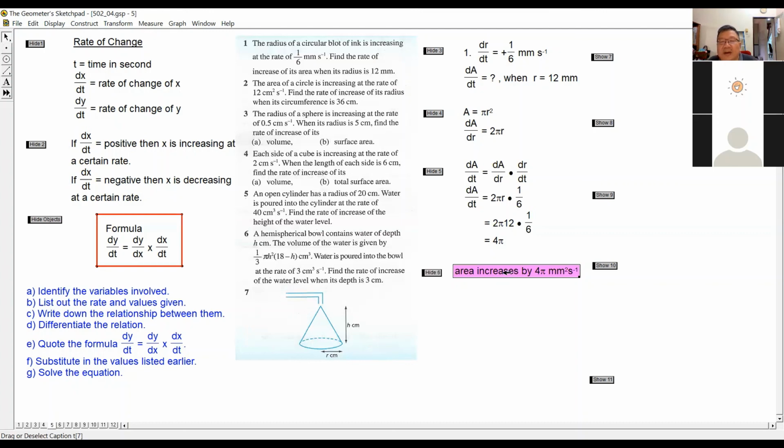Now this 4 pi millimeter square per second is not always 4 pi. It is only 4 pi when the radius is 12. When the radius is bigger, the rate will be even higher. So you must not think that the rate is always fixed. The rate is changing all the time. Okay, right. Now you read question number 2.